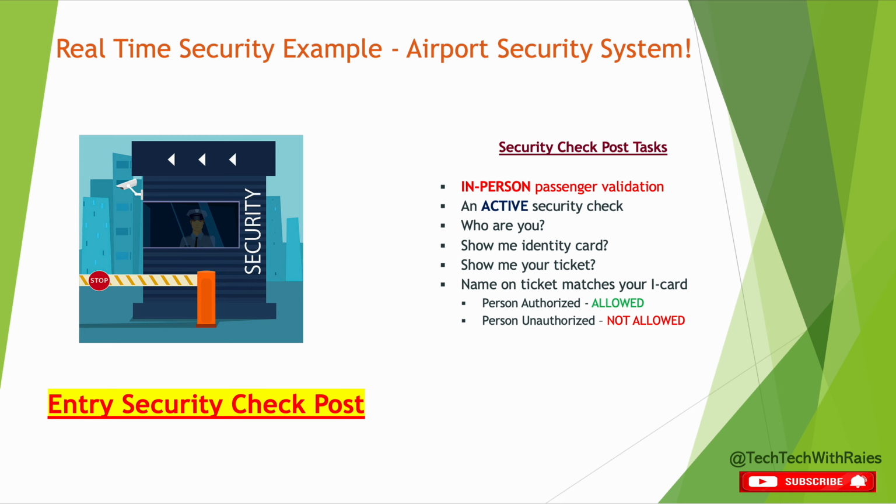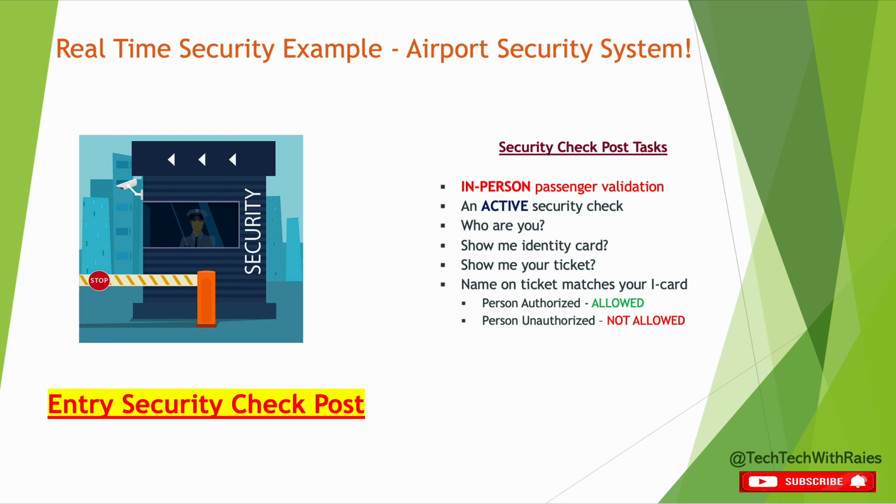What type of questions are asked at the security check post? Like, who are you? Show me your identity card, show me your ticket. When the name on the ticket and the name on the identity card are the same, then the person is authorized and is allowed to come inside the airport. Otherwise he'll be denied and will not be allowed inside. So this is the outermost layer of security, the security check post.